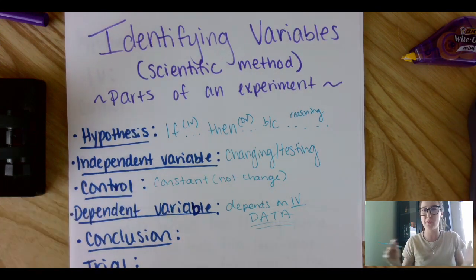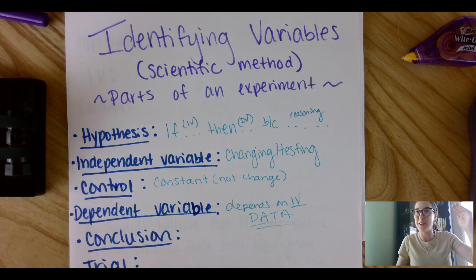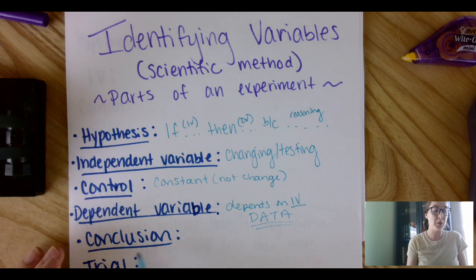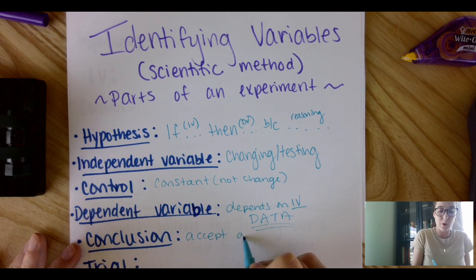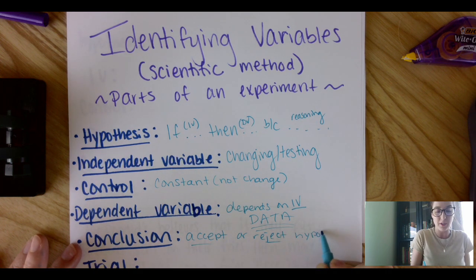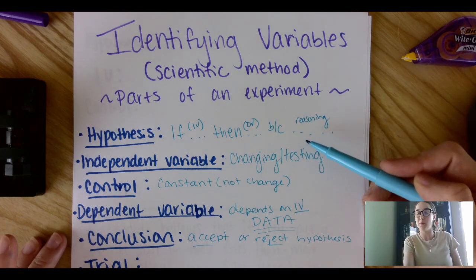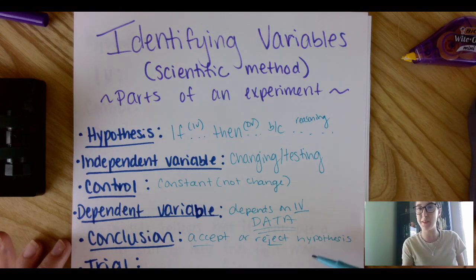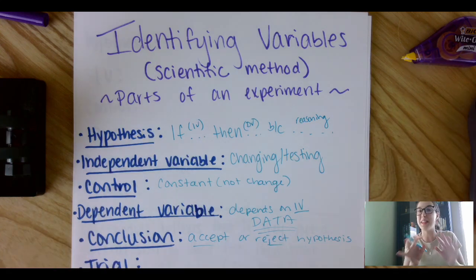My dependent variable for the example at the beginning with 3 plants in light, 3 plants in shade, would be maybe how high they grow, the height that the plants grow. And conclusion: you either accept or reject your hypothesis. That's always the way you go. So I accept my hypothesis because the data proved that it was correct, or I reject my hypothesis because the data that I got didn't actually match what my hypothesis was, and that's okay.